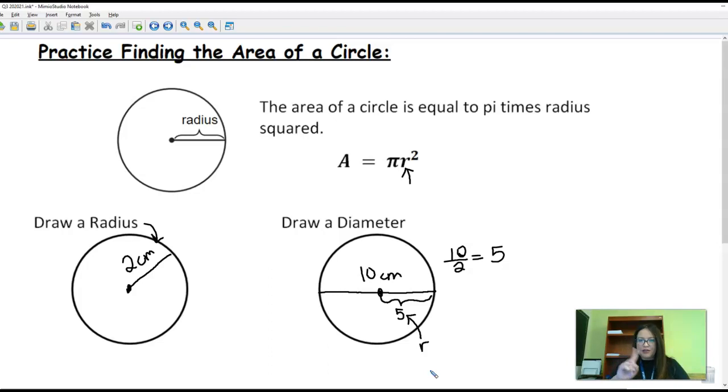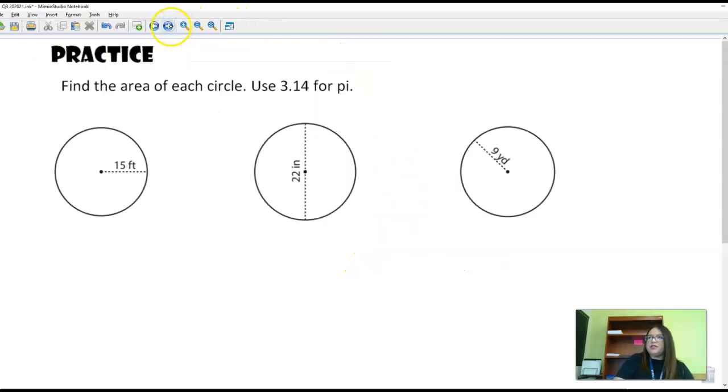It's not okay to leave it as 10. Radius squared is not the same as 2 times r. So, for example, let's say 5 times 2, that's 10. But on the other hand, 5 times 5, that's 25. So you always have to chop it in half if they give you the diameter, okay? Let's go ahead and try some examples.